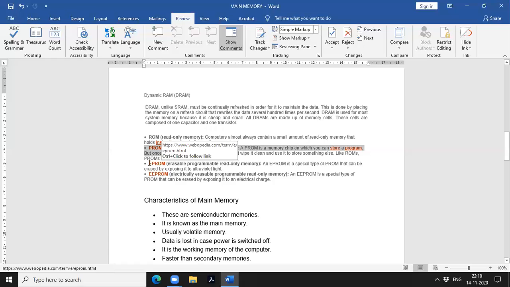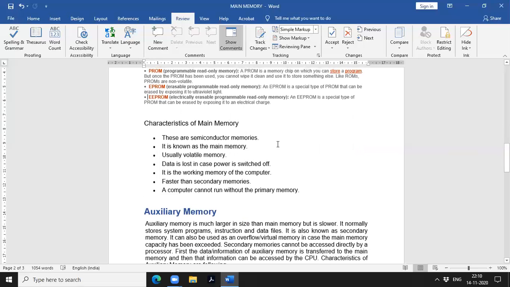Next we will see about EPROM. This ROM we can erase with the help of ultraviolet light, by exposing it to ultraviolet light. This EEPROM, that is electrically erasable programmable read only memory, we can rewrite with the help of electrical signals.